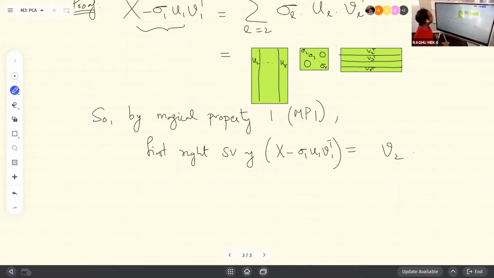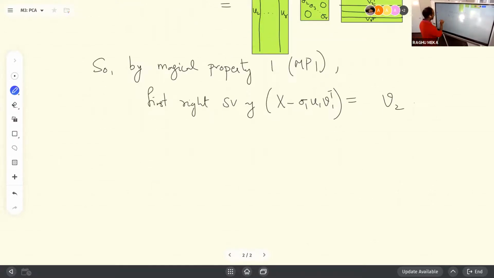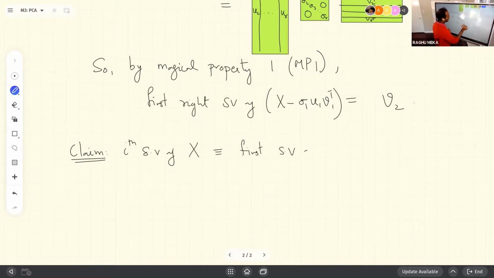Okay? We can actually generalize this to get the following. The ith singular vector of X is the first singular vector of X minus sigma 1 u1 v1 transpose minus sigma 2 u2 v2 transpose minus so on.